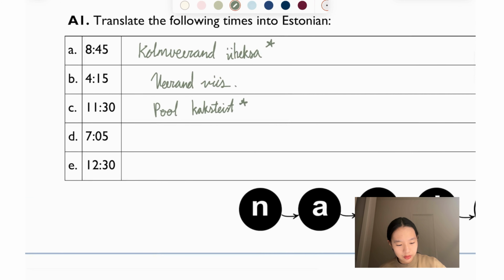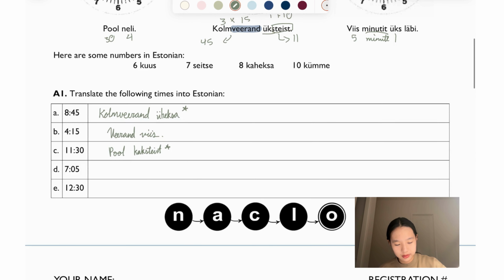And then 7:05, so the format for this would be the vis for 5, and then the minutit. And then we have 7, which is sietse, and the labi. And then 12:30, so instead of 12, it will be 1, and then 30 is pool, so we have pool uks.